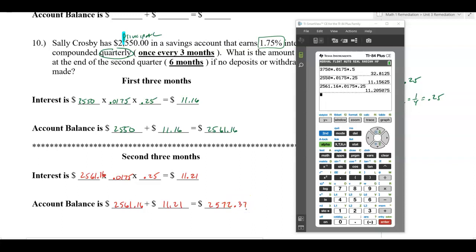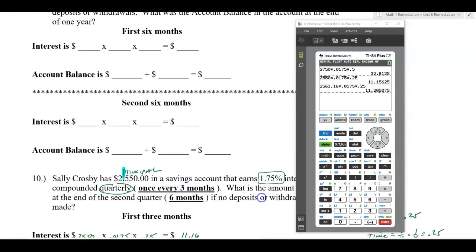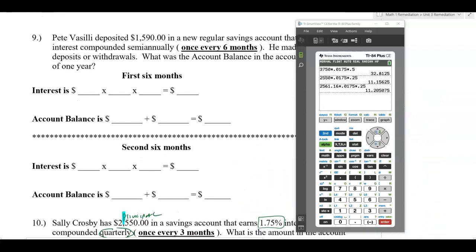which gives you a final balance of $2,572.37. Okay, so what I want you guys to do is try number 9 and then come back and check your answers. Number 9 is here. Go ahead, pause the video, check your answer, and go ahead and start the homework.